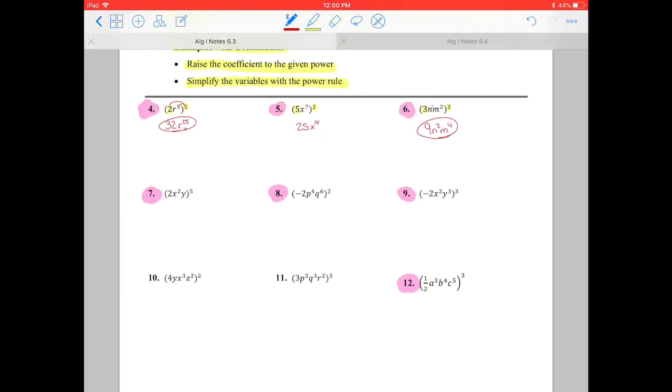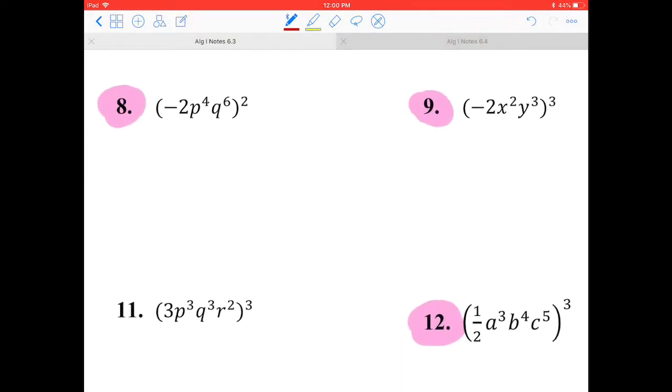I'm going to skip 7. Let's look at number 8 and 9 simultaneously. I want to look at these two together, side by side.